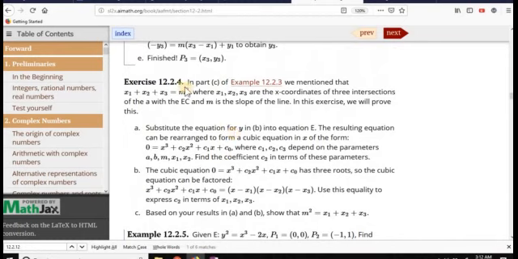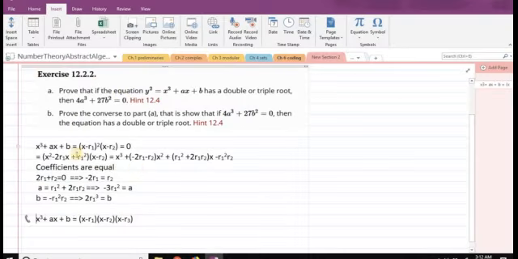So if we look through this, it says x1 plus x2 plus x3 equals m squared, where x1, x2, x3 are the x coordinates of the 3 intersections. This exercise will prove this. So this is going to be some other algebra proof, just like the one that we did at the beginning of this session. Let me let you look at that, and if you have trouble, we can talk about it later. But it's going to be an algebra proof, pretty much like this one.